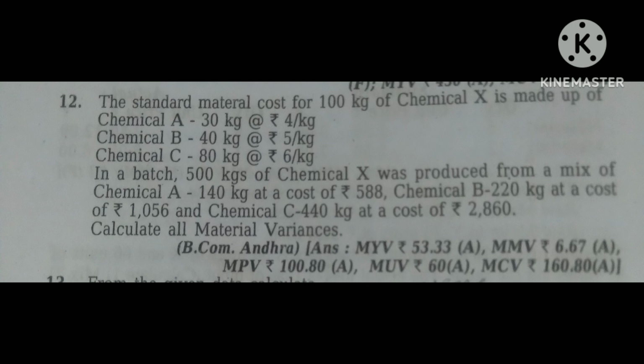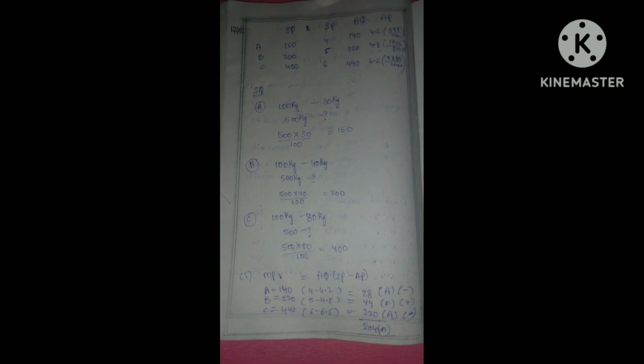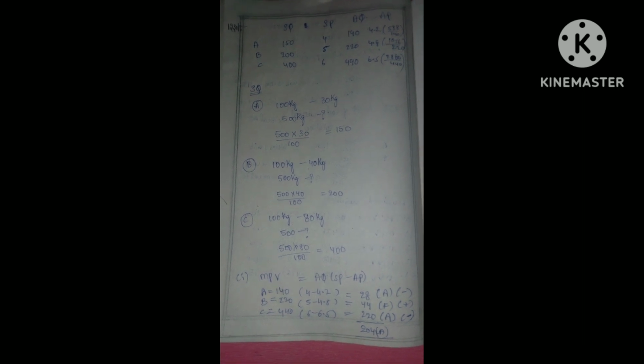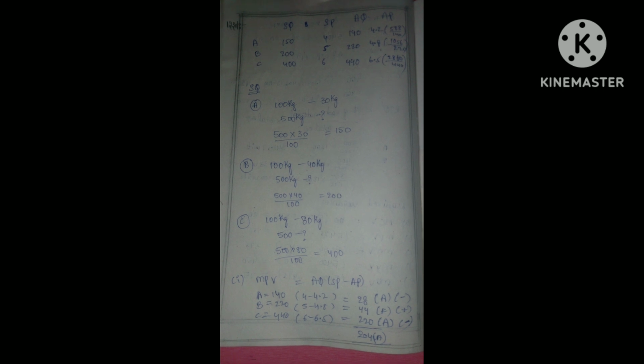In a batch, 500 kg of chemical X was produced from a mix of chemical A 140 kg at a cost of rupees 588, chemical B 220 kg at a cost of 1056 and chemical C 440 kg at a cost of rupees 2860. Calculate all material variances. So guys, now let's see the problem. In the problem, we have to find out standard quantity and actual price. He has already given standard price and actual quantity.